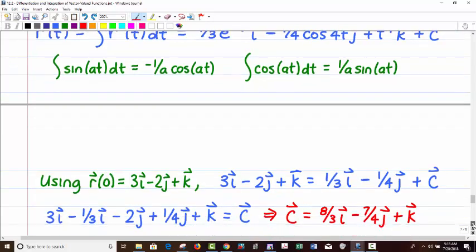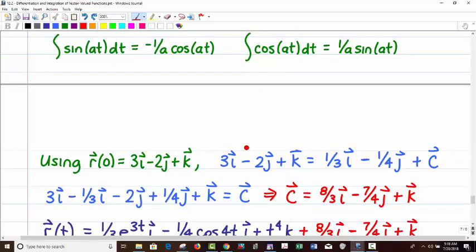So here's the equation that we have to solve. 3i minus 2j plus k equals 1/3 i minus 1/4 j plus c. So we have to obviously move these components next to c over to the left side. No problem. So 3i minus 1/3 i over here. And then we have a negative 2j, and then it'll be plus 1/4 j when that moves over. And there's nothing affecting the k, so it stays as is.